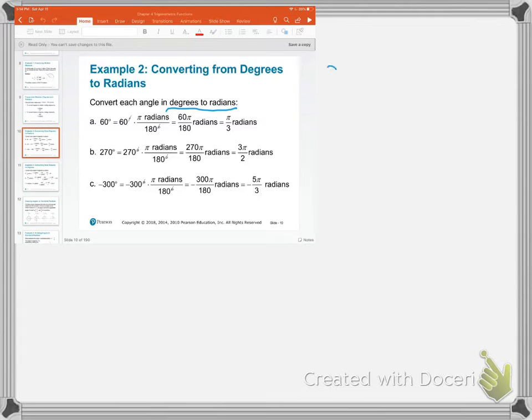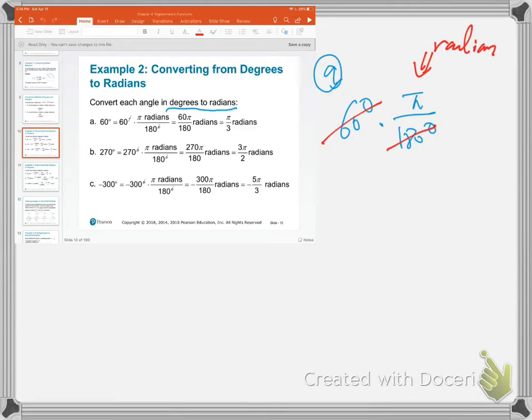Okay, first example A. So 60 degrees. How to change 60 degrees to radian measure? You put pi on top, 180 on the bottom. You want radian, so radian on top. You want degree, degree on the bottom for this pi over 180. Okay, for this fraction, now 60 and 180, you got 1/3. So this is 1/3 times pi, so it is pi over 3. Okay, pi over 3.